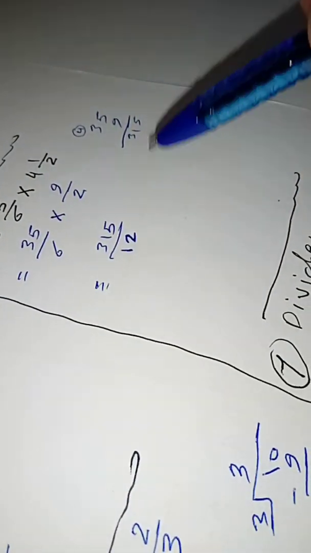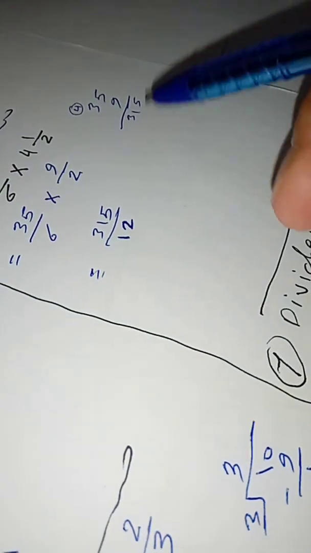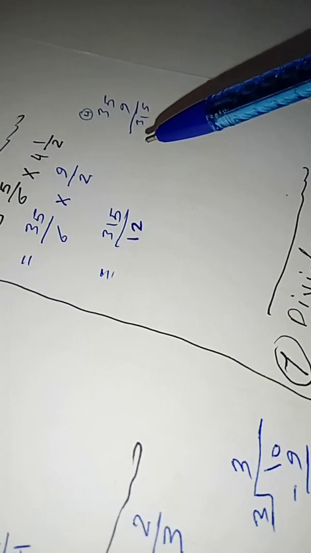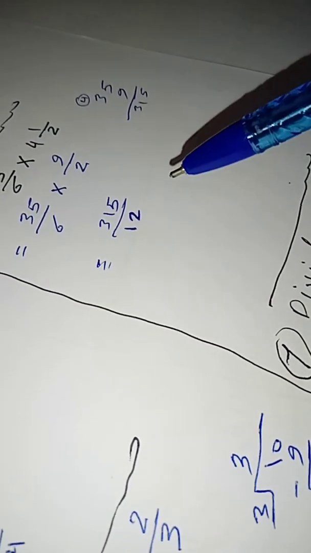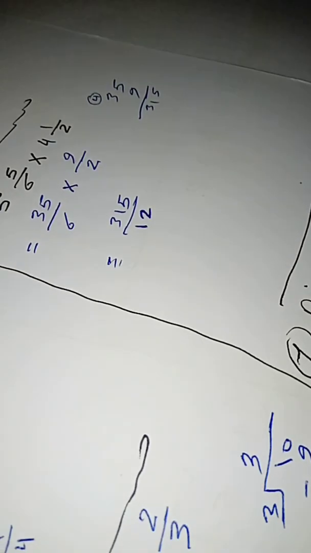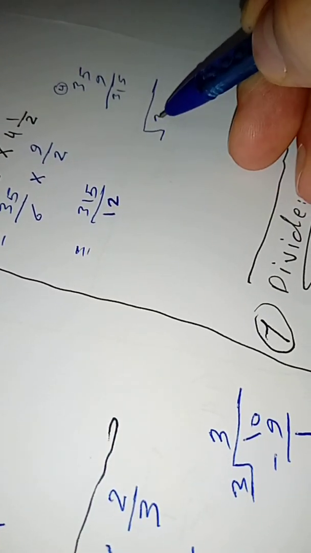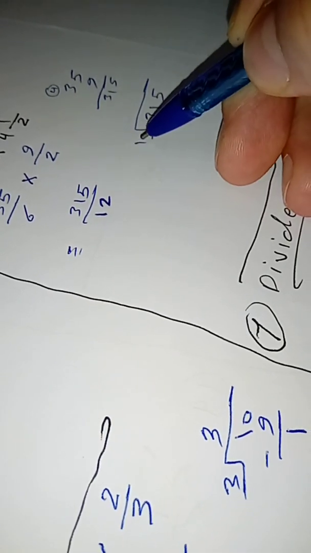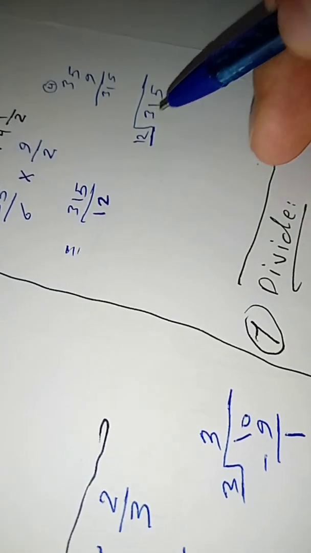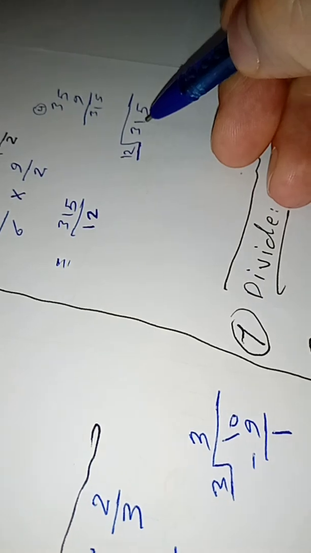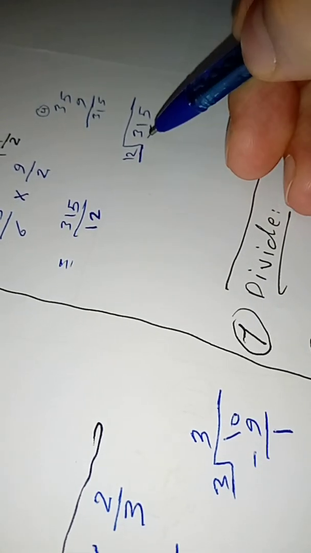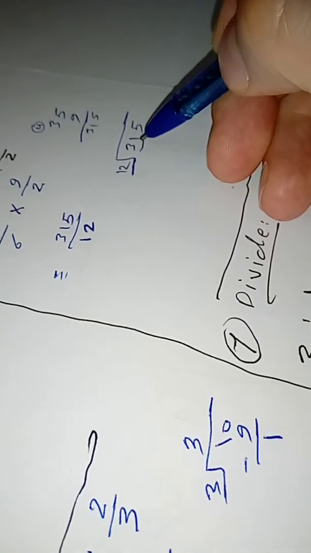No simplest form here because the GCF between them will be 1. But here I can change from fraction to the mixed number. How? Do long division. Here we have 2 digits, so take here 2 digits. 31. Which number times 12 will be 31?